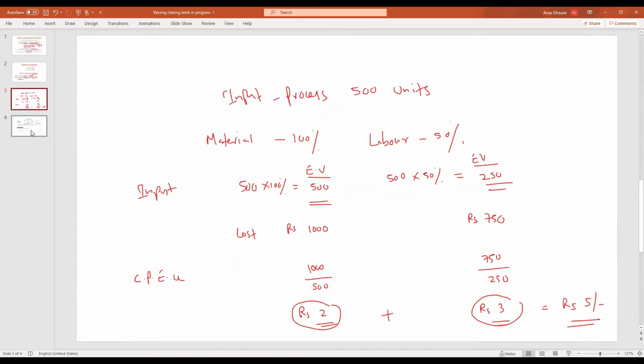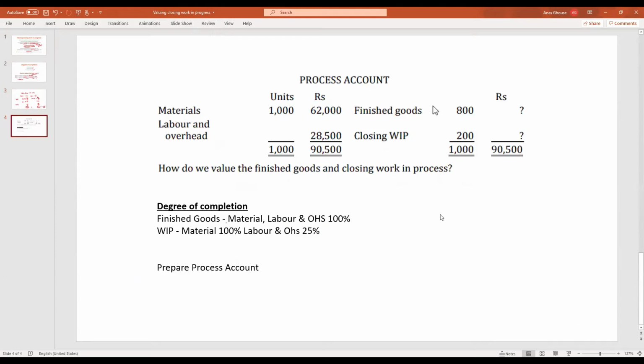Now let's move on to a question. You are given the process account: the material input 1000 units, and the cost is 62,000, labor and overhead 28,500, and the finished goods 800 units, and the closing work in progress 200 units. Now we need to identify the cost for finished goods and closing work in progress. So how do you value the finished goods and closing work in progress?